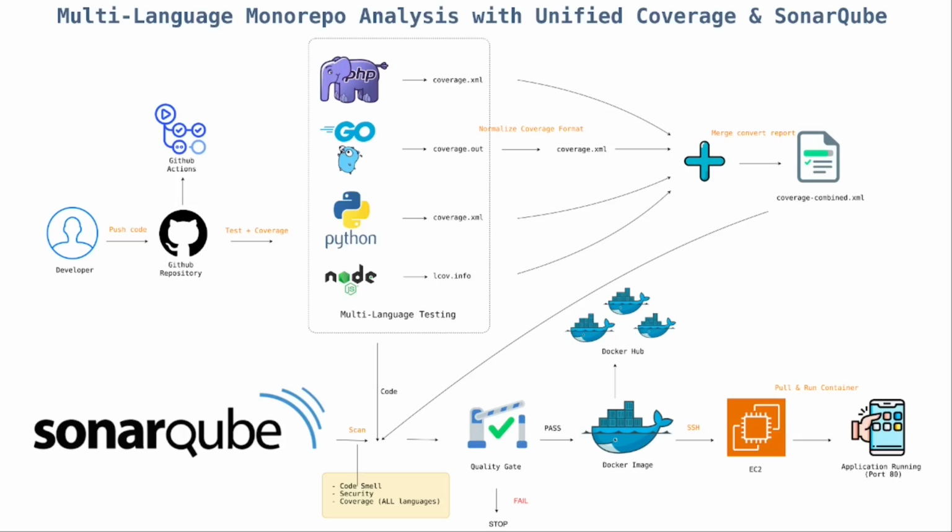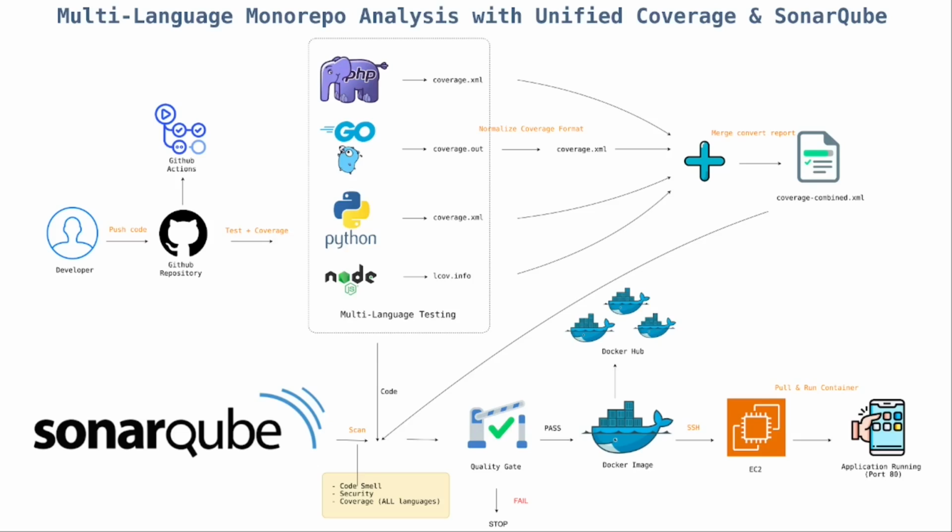5. SonarQube unified analysis. Next, the pipeline runs a SonarQube scan. At this stage, SonarQube performs two important tasks. First, it analyzes the source code of each service to detect code smells, bugs, and security vulnerabilities. Second, it imports the unified coverage report to measure the coverage across the entire system. This combined analysis allows teams to understand not only code quality but also how well the code is tested.